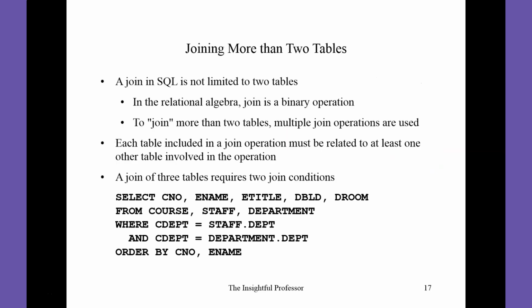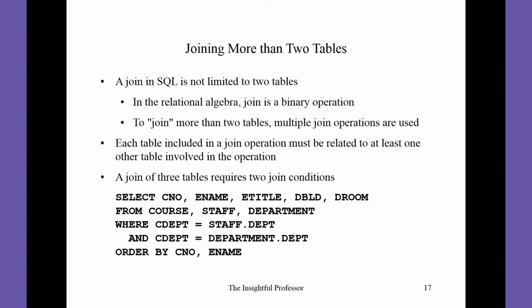A join in SQL is not limited to two tables. However, the underlying relational algebra upon which SQL is built supports a join as a binary operation. What this means is, in actuality, to join more than two tables, you must perform more than one join operation. Each table included in a join operation must be related to at least one other table involved in the overall operation that you're trying to perform.